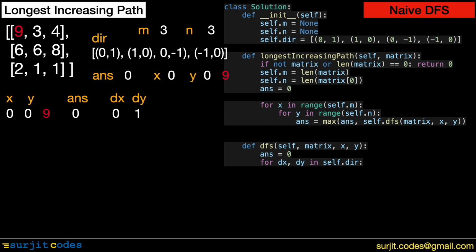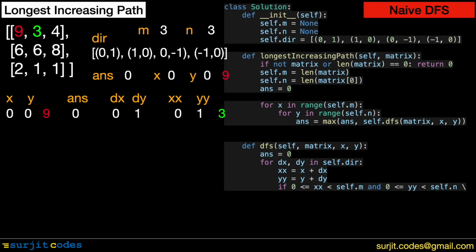In the first iteration, dx, dy are 0, 1 to get new positions xx, yy, where 3 is present. We ensure that the cell xxyy is not outside the matrix and that it is greater than the original number. As 3 is not greater than 9, the result is false. We go to the next iteration to change direction. New values of dx, dy are 1, 0, so xxyy becomes 1, 0, where 6 is present. Even 6 is not greater than 9.